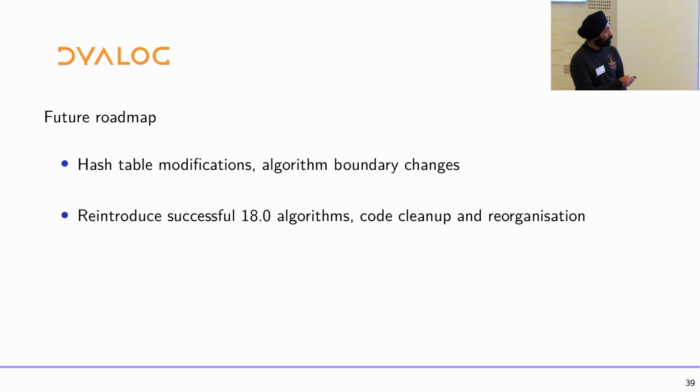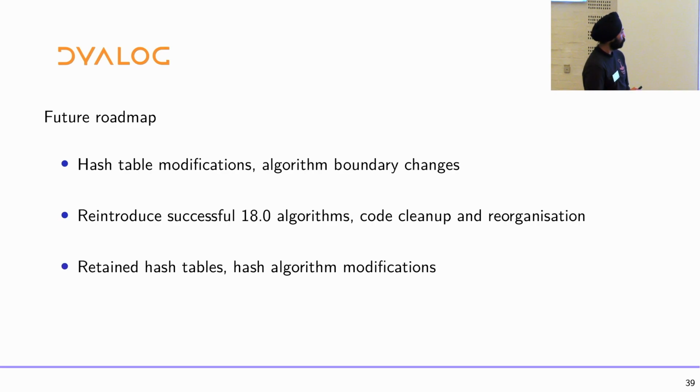We will also be reintroducing where 18.0 is performing particularly well. And we'll also do some code cleanup and some general reorganization, which will have some small benefits. And in the future, perhaps we'll be looking at retained hash tables. I don't know how many people are aware or use these things, and maybe also some slight hash algorithm modifications. That's a little bit more speculative though, but certainly in version 20 you'll see some modifications.